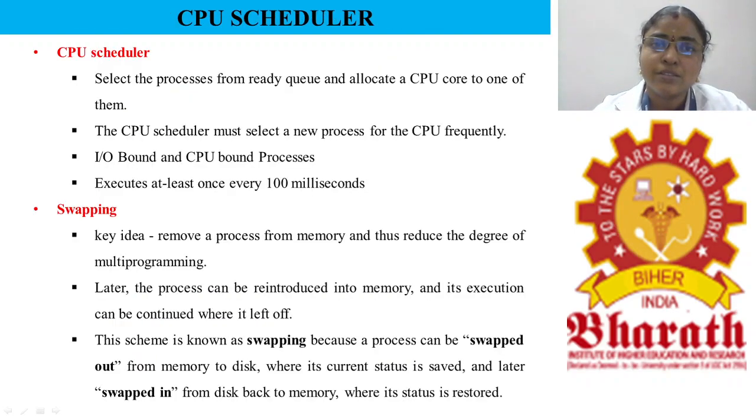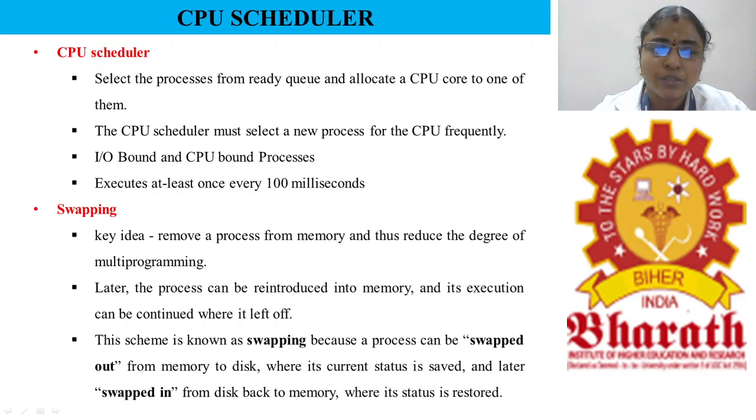The next one is the CPU scheduler. The CPU scheduler is what selects processes from the ready queue and allocates a CPU core to one of them. So the CPU scheduler must select a new process for the CPU frequently. Here it should also consider IO bound processes and CPU bound processes. The CPU scheduler executes at least once every 100 milliseconds, so it is used very frequently.